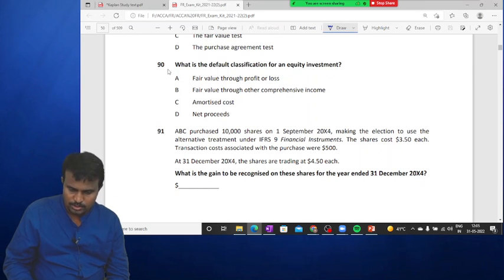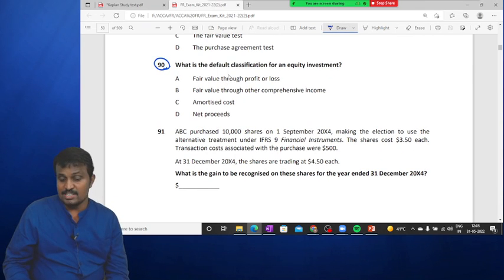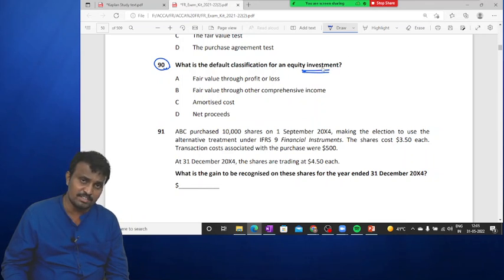So here are the questions. What is the default classification of an equity investment? Fair value through profit or loss, Amma. And this is covered under alternative classification.